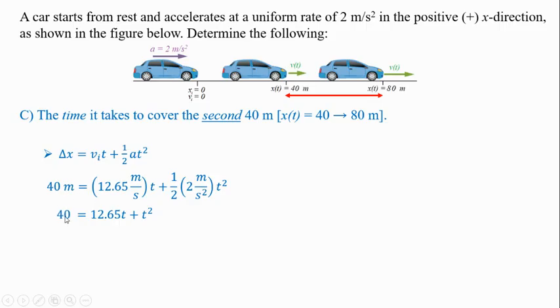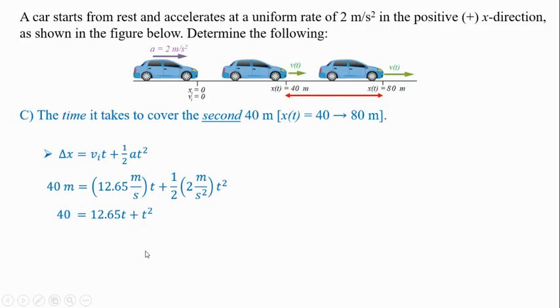So here the 40 just gets carried down. 12.65 t is just 12.65 t. And then again, the 1/2 times 2 is just 1. 1 times t squared is just t squared. The reason I did this is because I hope that you recognize as you practice that this is a quadratic function. Okay, how do I know that? You have a t squared, you have a t, and you have some coefficient.